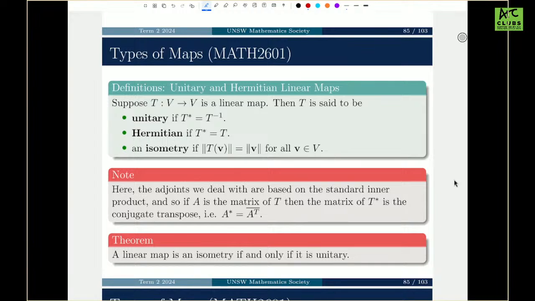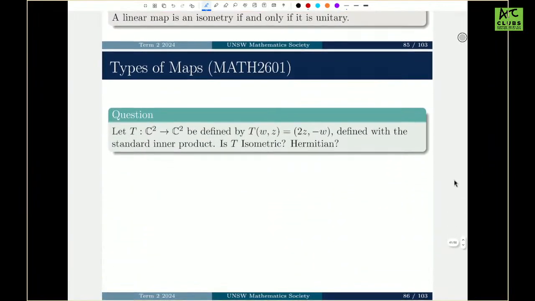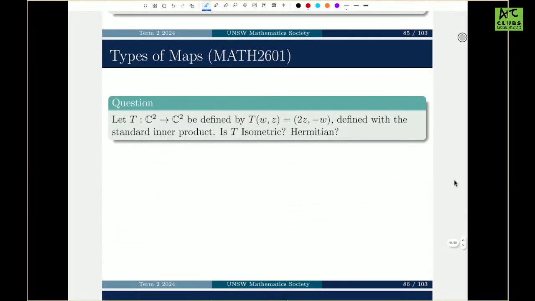Alright, so let's have a look at this. We have a map from C2 to C2 and it's defined by this. Is it isometric or is it Hermitian? Okay, so we'll say that T times (W, Z) equals (2Z, negative W).